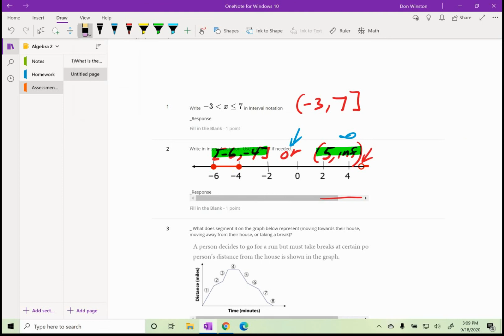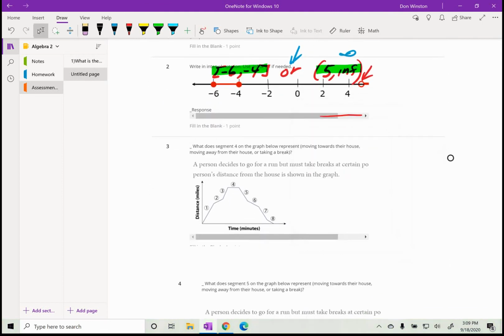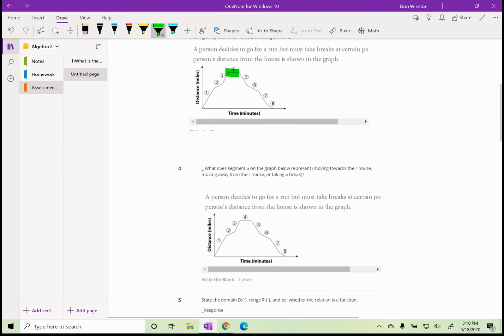All right, the next one here. So you had, what segment does number 4 in the graph represent? Well, it represents someone taking a break. Their distance hasn't changed at all over some time. Remember. Okay, and number 5, what segment does 5 represent?